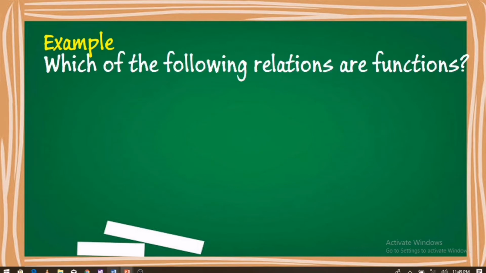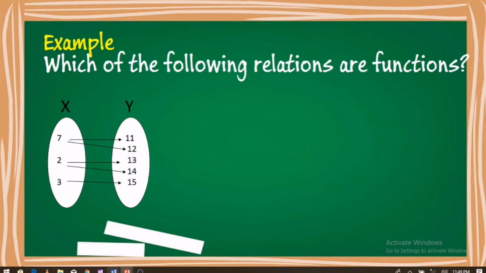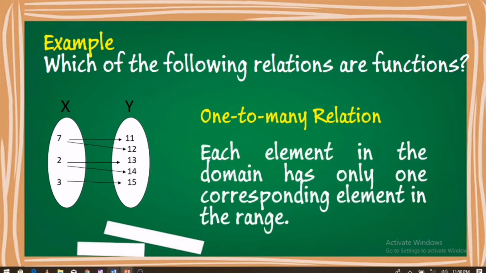Let's proceed to the last mapping diagram. This mapping diagram shows a one-to-many relation. One element in X is mapped to many elements in Y. Then, for this diagram to become a function, it should satisfy the statement, each element in the domain has only one corresponding element in the range. But element 7 is mapped to two elements in Y, 11 and 12.